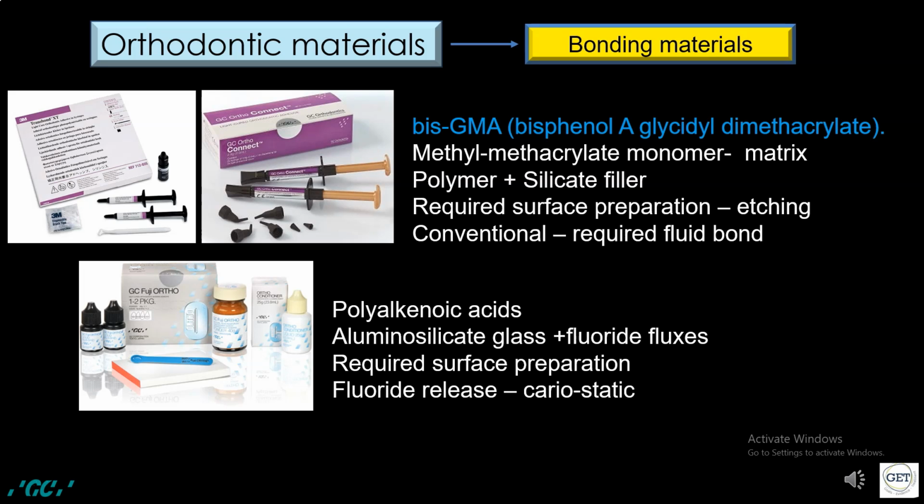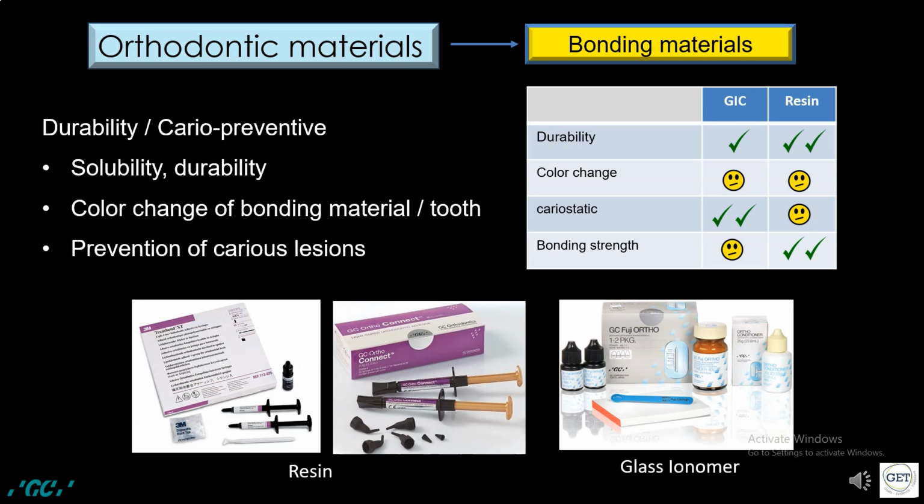The other available and possible family are the GIC, the glass ionomer cement materials, having the advantage of containing fluoride in their composition, but seems to have lower bonding strength than the composite family. 2 commonly used resin composite materials are the Orthodontic by GC and the Transbond from 3M. The GC Fuji Ortho is a representative of the glass ionomer cement materials.